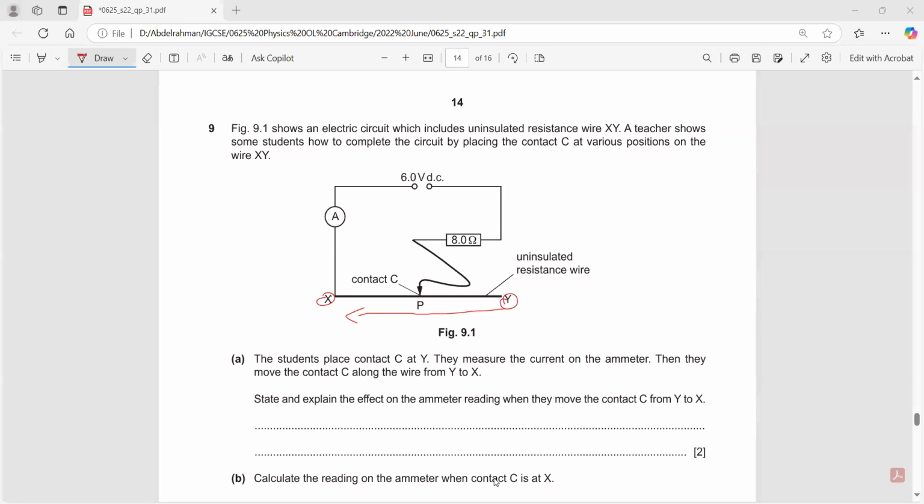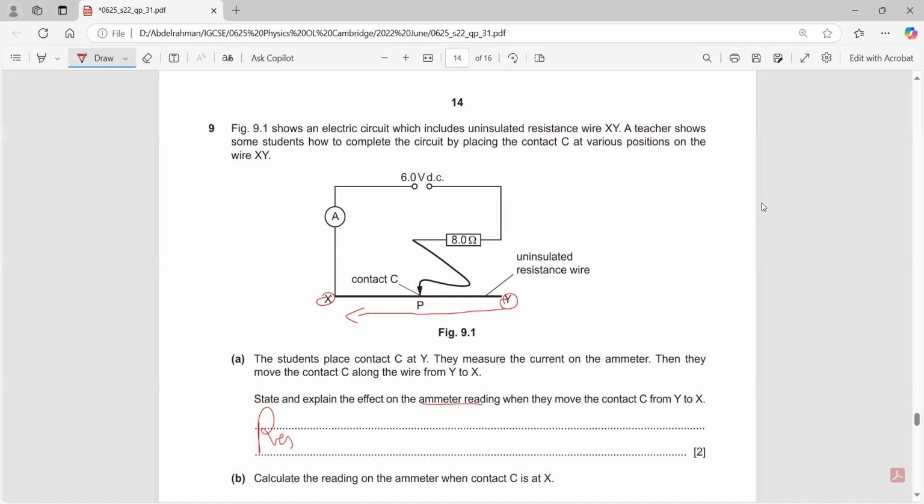What would happen as it moves from Y to X? As it's moving in this direction, would the resistance increase or decrease? It's getting shorter, isn't it? So the resistance is decreasing. Therefore, what happens to the current? He's asking about the ammeter reading. So the ammeter reading would increase.